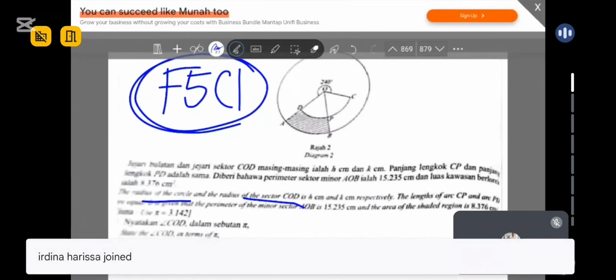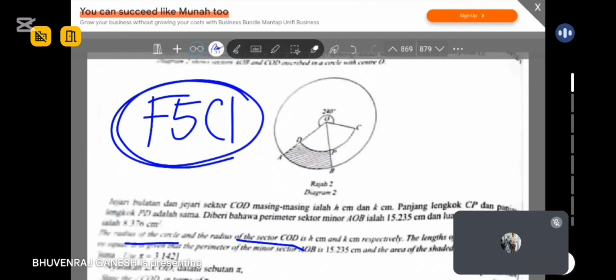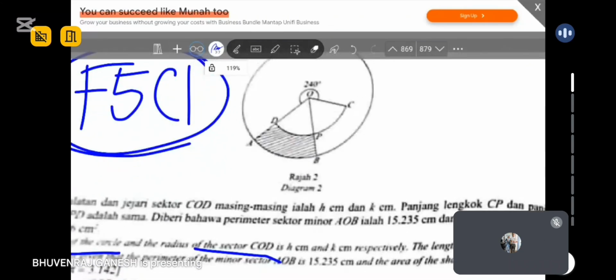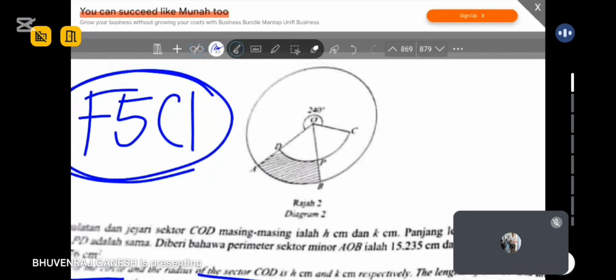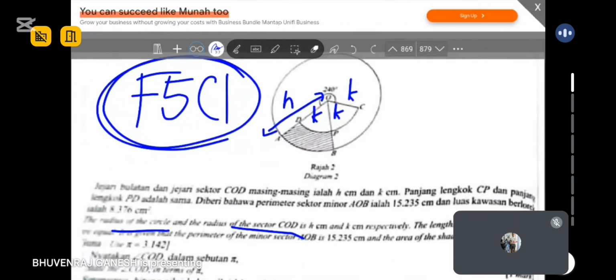Okay, so now guys, first part. They tell you the radius of the circle is h and the radius of COD is k. So the circle means this one, this is h, and then COD. COD is k, so all these values are k. Label your diagram when you see the information.